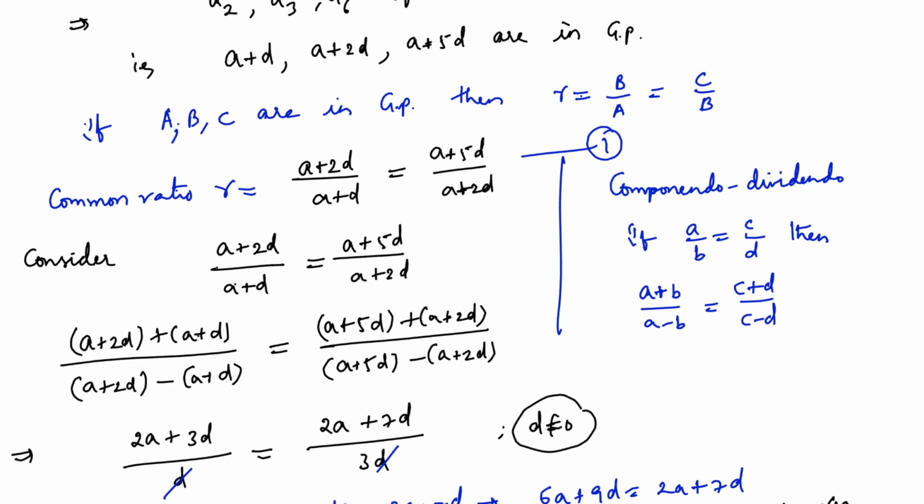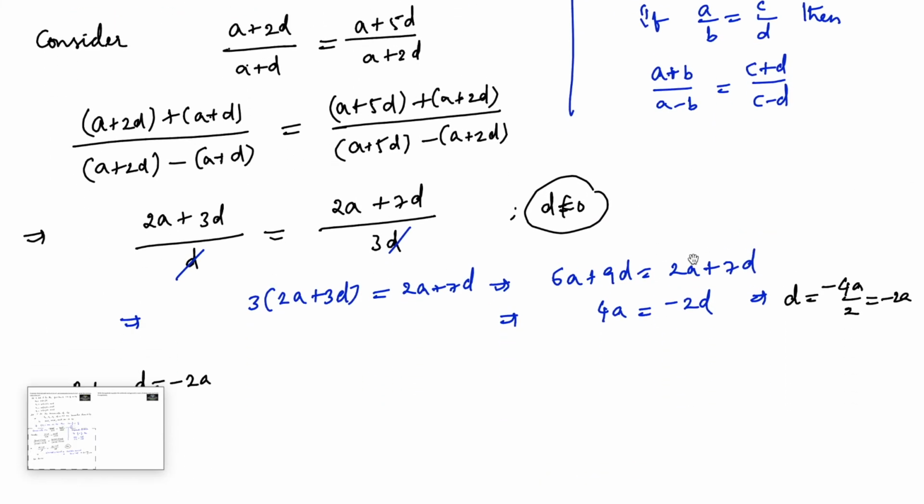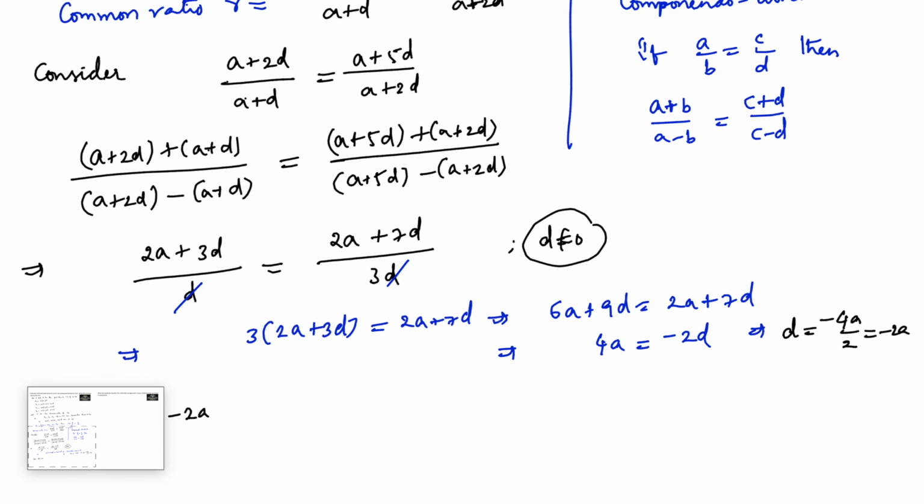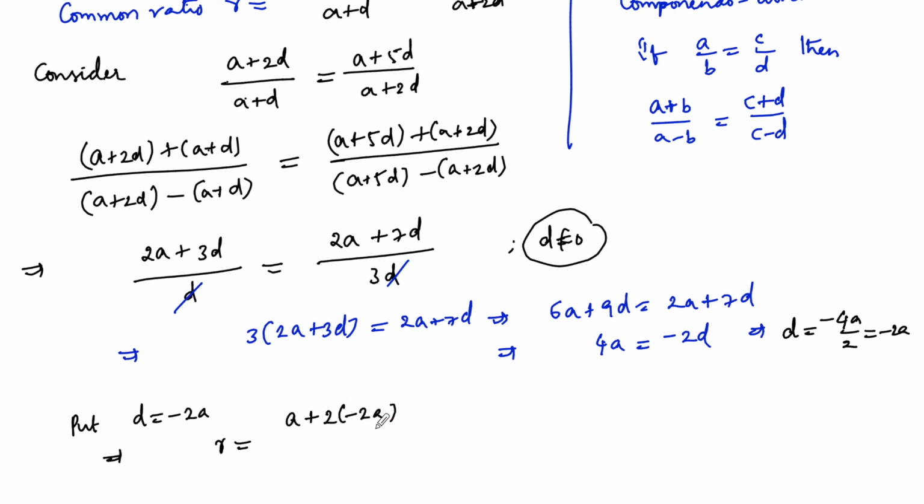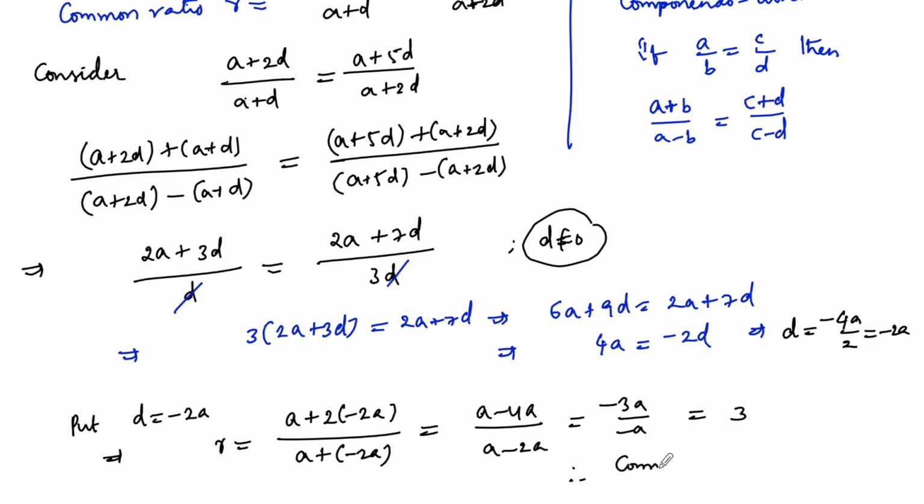Say this is 1. So we can get r is equal to a plus 2d, that is a plus 2 times of d value, which is minus 2a upon a plus d, that is a plus of minus 2a, which is equal to a minus 4a upon a minus 2a, that is minus 3a upon minus a. So on cancellation you will get 3. Therefore we can say that the common ratio r is equal to 3.